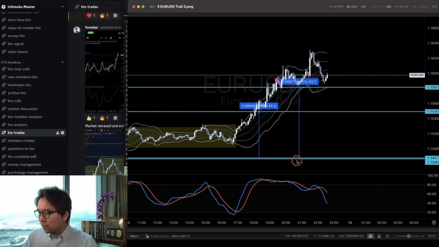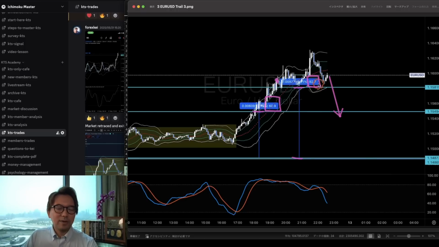So I moved the first stop loss to here, which is the most recent low, and the second stop loss to here, and I fixed 92.7 pips of profit and 60.9 pips of profit. So if the price goes against me, then I take these profits. But if the market still goes towards my direction, then I trail again. And the 4 hour was still bullish. The 4 hour kept going up.